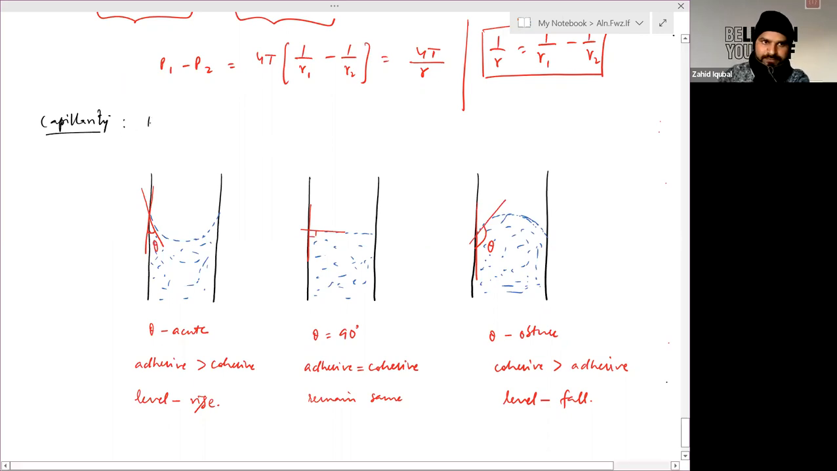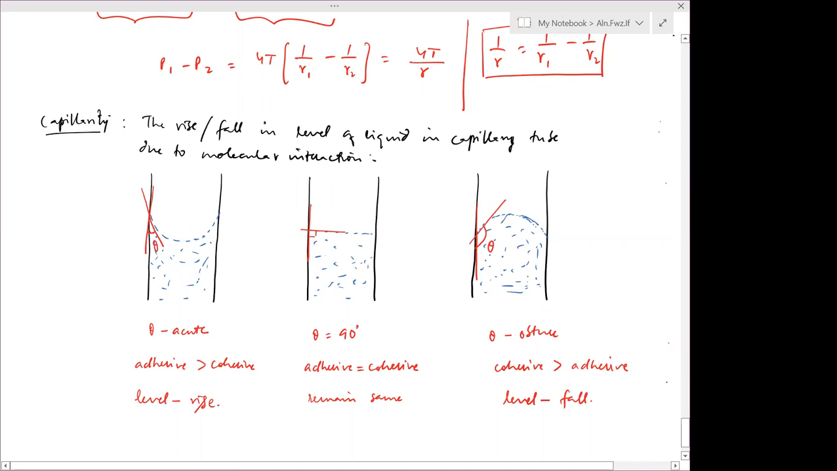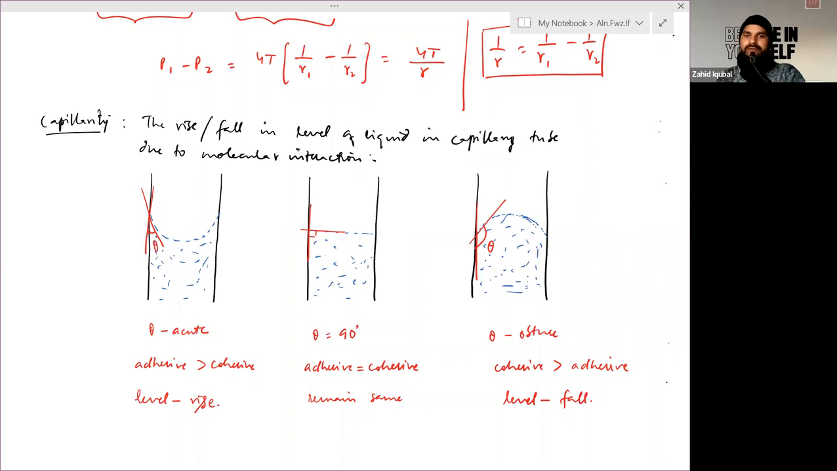So capillarity is the rise or fall in level of liquid in capillary tube due to molecular interaction. It is called capillarity. Is it clear? Yes, sir. So we have to calculate how much level of liquid may rise or how much level of liquid may fall in the interaction between these terms.